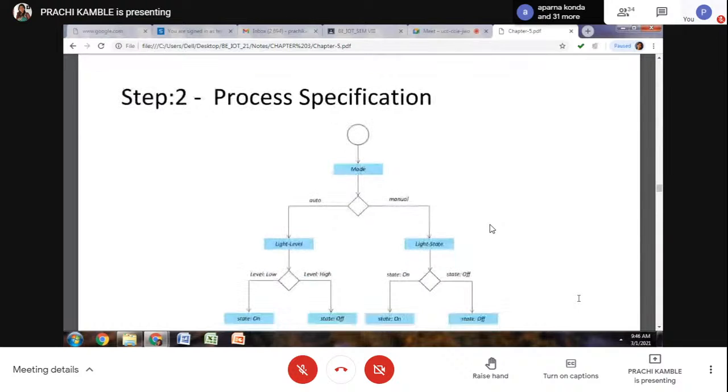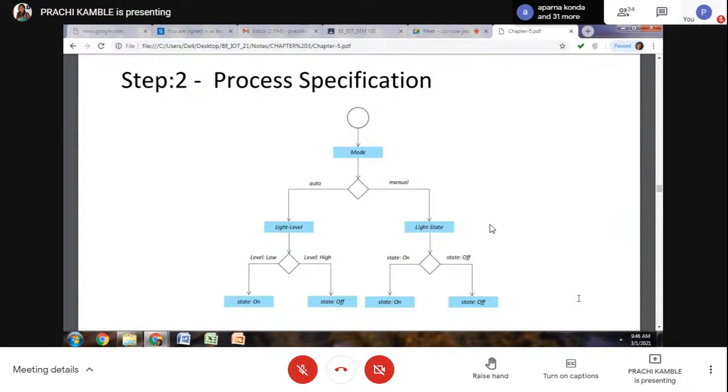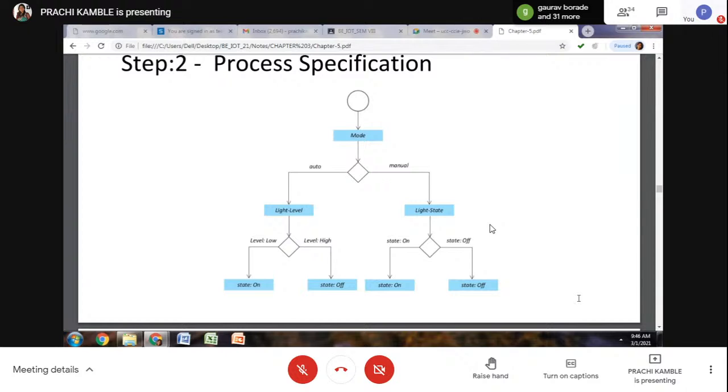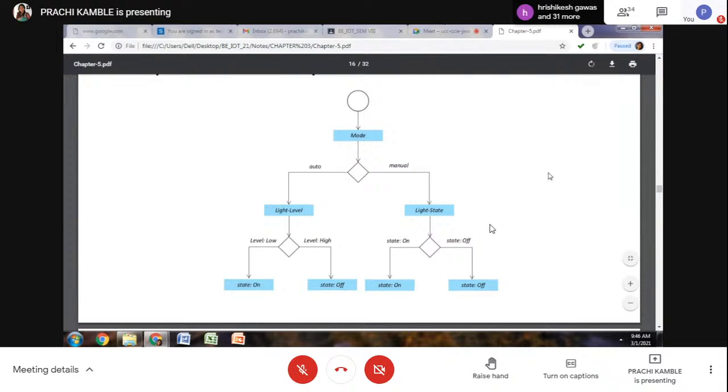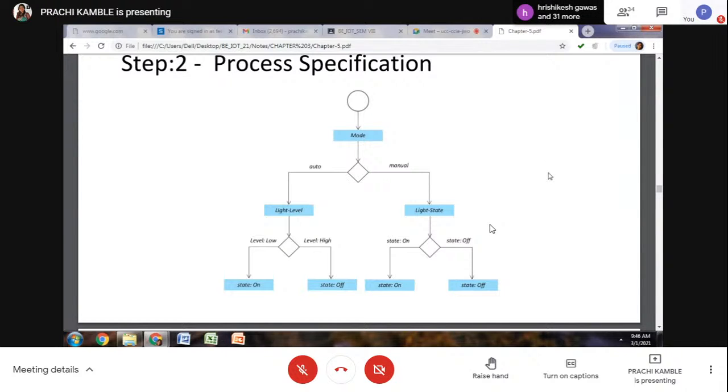Then the process flow, that is the second step, your use case. Here you can see the example we have taken is home automation, light controlling. This is the mode. There are 2 modes you define in the process, that is auto mode and manual mode.